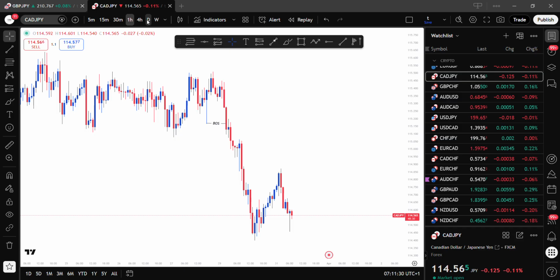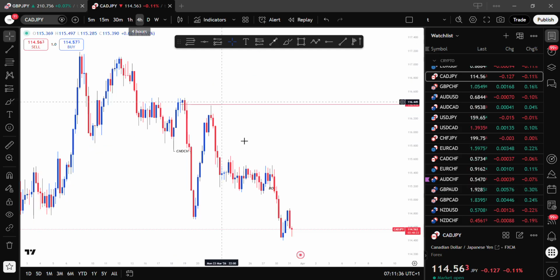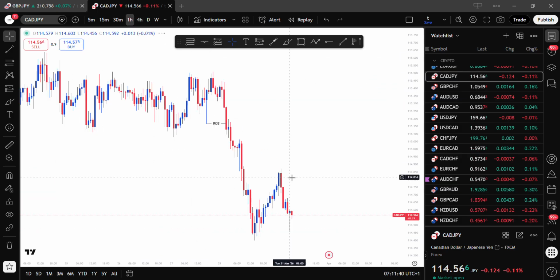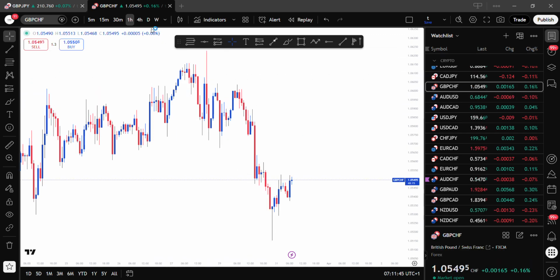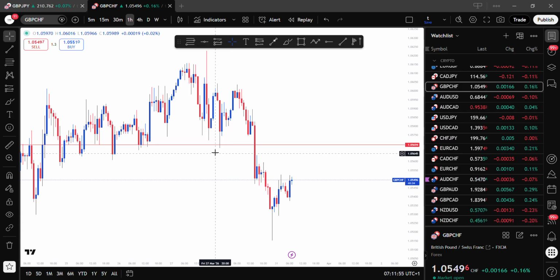On CAD JPY daily time frame, as you can see, market has been selling the whole time. More sales are likely to happen. On the 4 hours, you can see this structure, it already broke the structure and respected the order block. On 1 hour as well, market just keeps selling, but there's no clear entry for us. On GBP CHF, as you can see on the daily time frame, market bought to this point already and is trying to make a change of character to the downside. Let's see if it's going to change character from here on the 1 hour. There's no change of character that happened here.